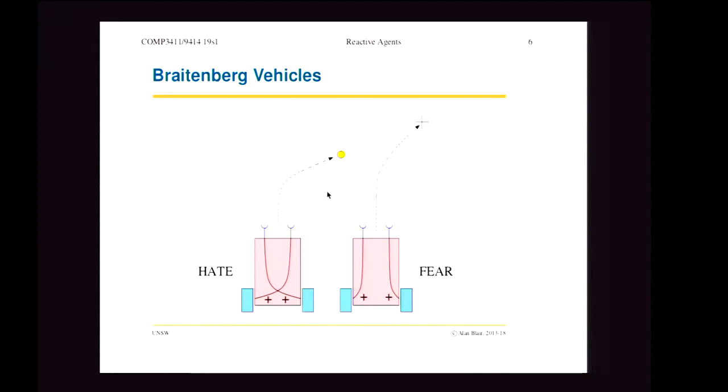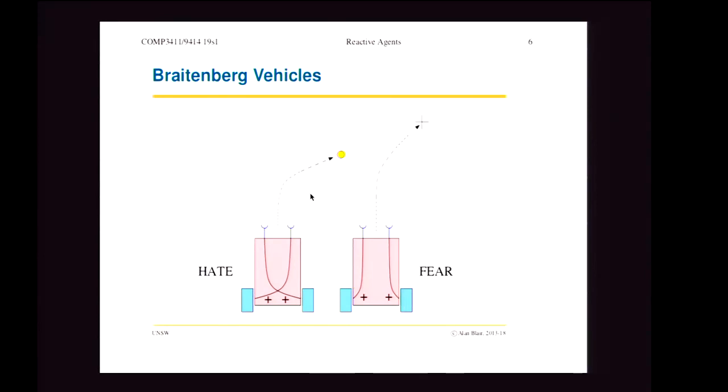So if the light's on this side, the vehicle will turn towards the right, and if the light's on that side, it'll turn to the left. So it always turns towards the light, and then as it gets closer to the light, will it slow down or will it speed up? Who says it'll slow down? Who says it'll speed up?